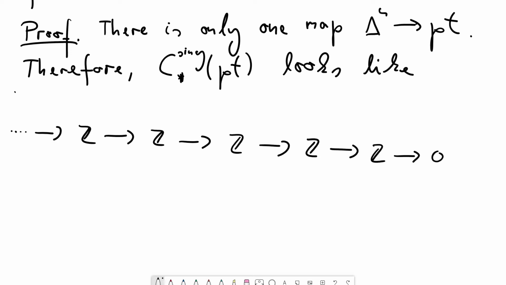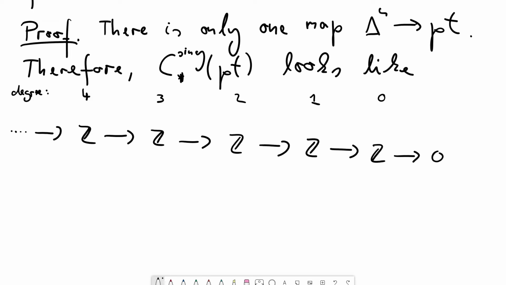Just to make sure we know where we are, let's put down the degrees here. This is 0, this is 1, this is 2, this is 3, and this is 4. And the only question is, what are those arrows? How do the differentials in this chain complex look? Every copy of Z is generated by this one simplex in the respective degree. It's the free Z module generated by a single element, by just this one map. So what are the differentials here?